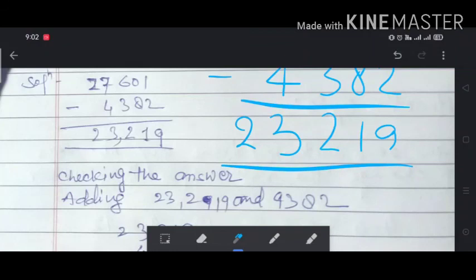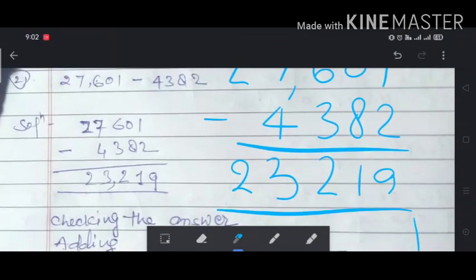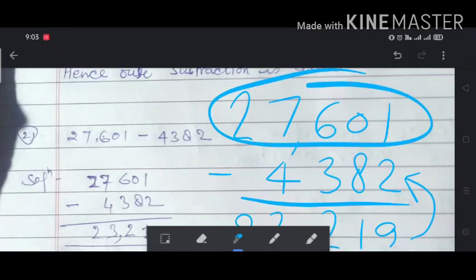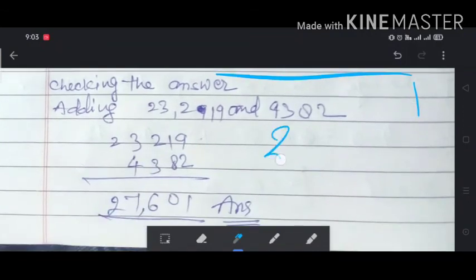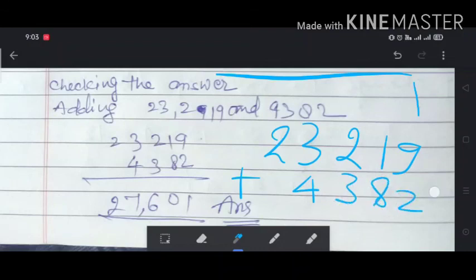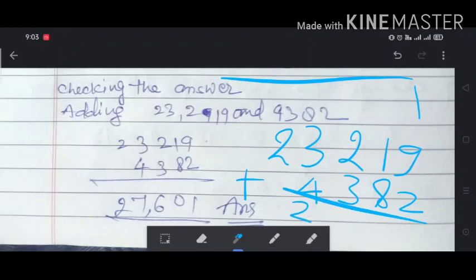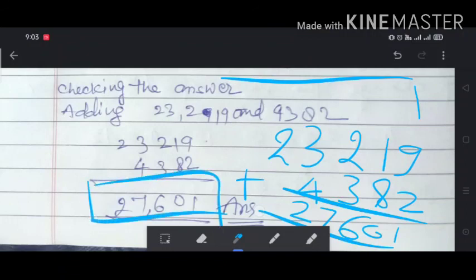Now let's check the result. In order to check the result, if we add 23,219 to 4,382, and if we get 27,601, then our result will be true. So if we add 23,219 plus 4,382, and we get the result as 27,601, then our result is true.